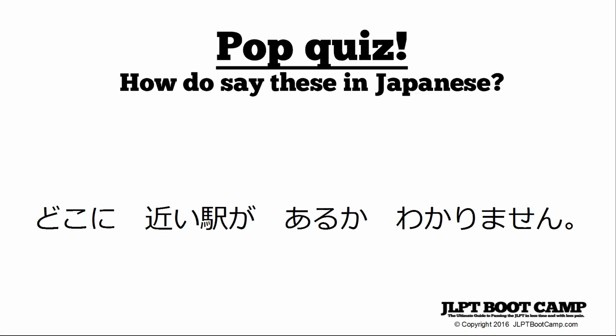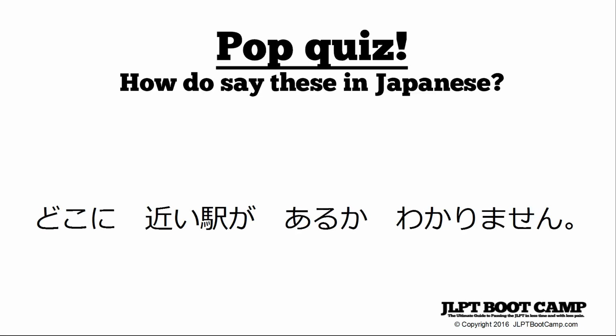Chikai is near. Eki is station, and ga is the subject marking particle. Aru is to exist, something physical existing. Ka is, of course, burying that question. Wakarimasen is I don't know where the closest station is.